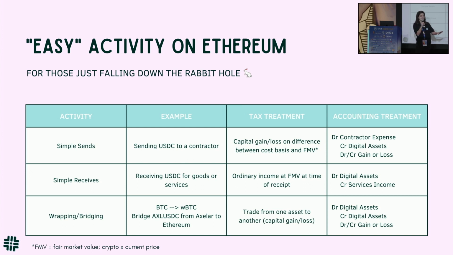Now, a little bit more complicated than this is wrapping and bridging. An example of wrapping: let's say I've got some Bitcoin on the Bitcoin blockchain, and I want to move it over to Ethereum.